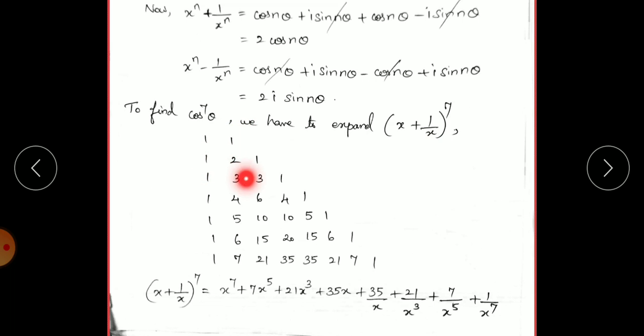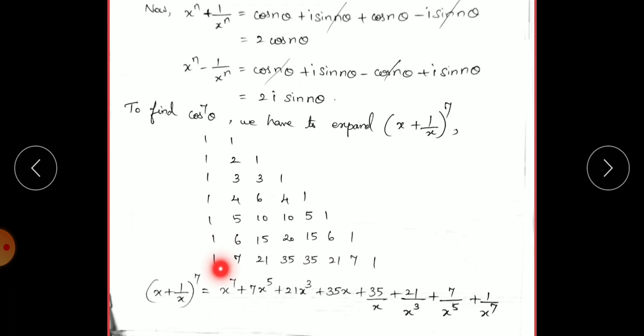then 1 plus 1 is 2, then 1. Then 1, 1 plus 2 is 3, 2 plus 1 is 3, then 1. So the extreme value should be the same for all these steps. See the next step: 1, then 1 plus 3 is 4, 3 plus 3 is 6, 3 plus 1 is 4, and 1. Then 1, 1 plus 4 is 5, 4 plus 6 is 10, 6 plus 4 is 10, 4 plus 1 is 5, then 1. Then 1, 1 plus 5 is 6, 5 plus 10 is 15, 10 plus 10 is 20, 10 plus 5 is 15, 5 plus 1 is 6, and then the last 1.